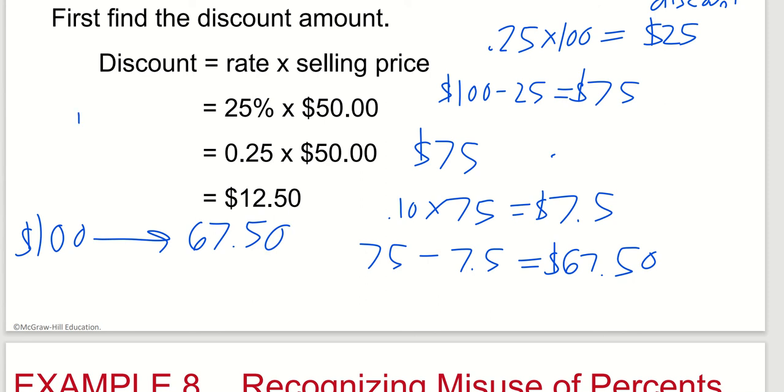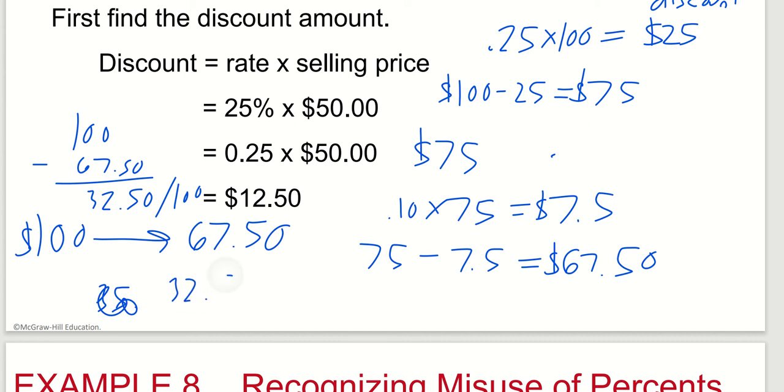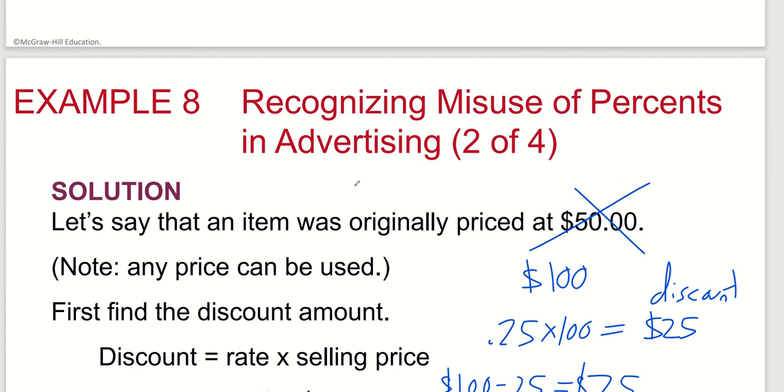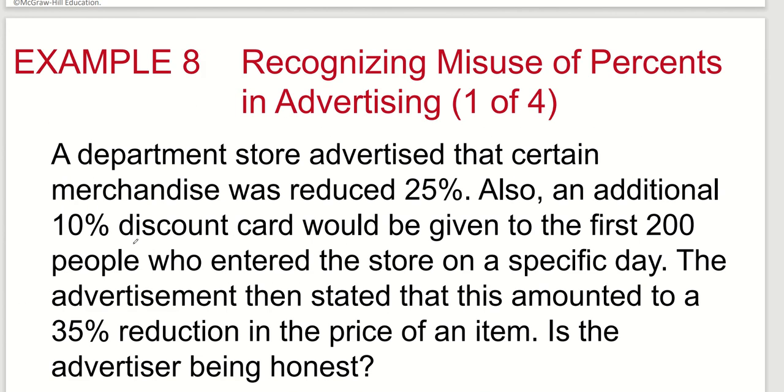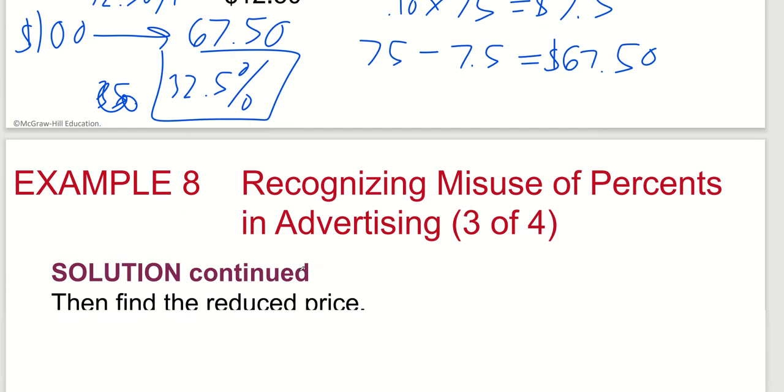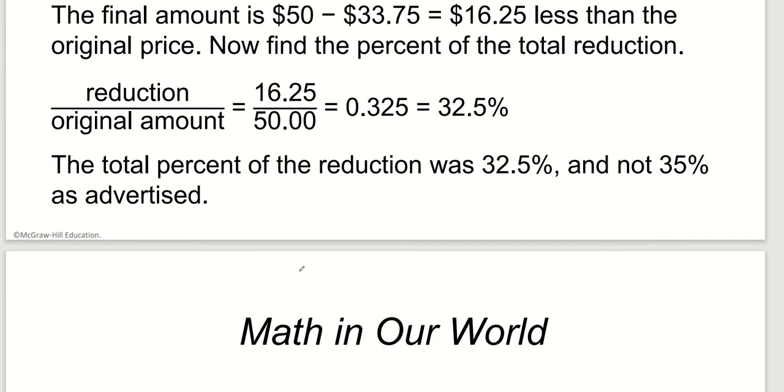The difference between 100 and 67.50, you can calculate your percent change, that's going to be what? $32.50 out of 100, which would be a percent change of 32.5%. But they claimed we were actually going to get a 35% reduction in the price, and that's not true. So the real percent reduction was the 32.5%, not the full 35%.